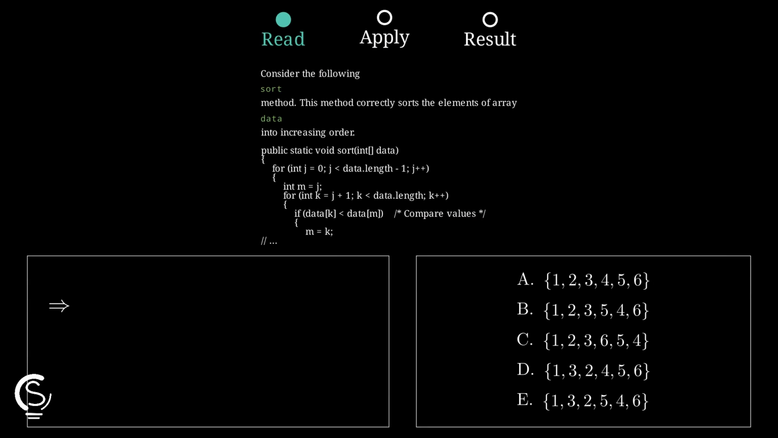Pass 1. J equals 0. The smallest value in the entire array is 1, so it is swapped with 6. Result: 1, 3, 2, 5, 4, 6. Pass 2. The smallest value in 3, 2, 5, 4, 6 is 2, so it is swapped with 3.